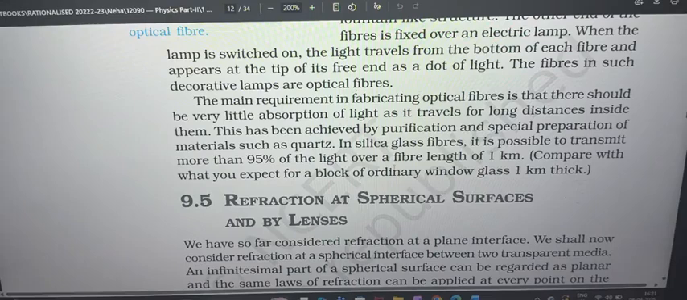We make special preparations using quartz and glass fibers. If you take a silica glass fiber, it is able to transmit more than 95% of light over a fiber length of 1 kilometer. Our optical fibers should be able to transmit any kind of energy, audio waves, video ones, over a long distance, and any wastage of energy should not happen, and absorption also should not happen much. That is the reason why we use glass fibers, quartz fibers, and mainly we use total internal reflection. So this is another application given to us.